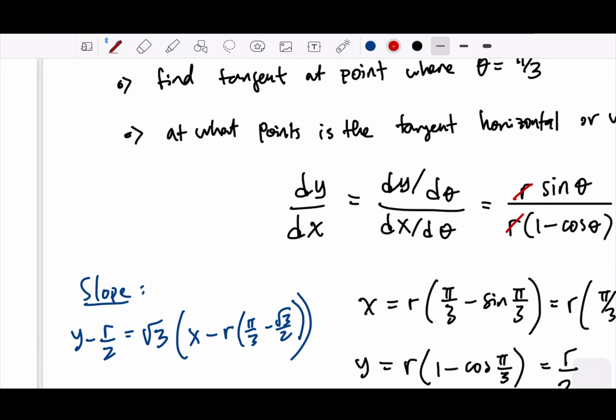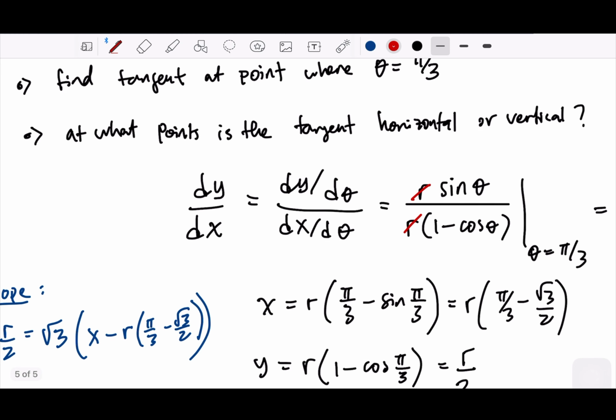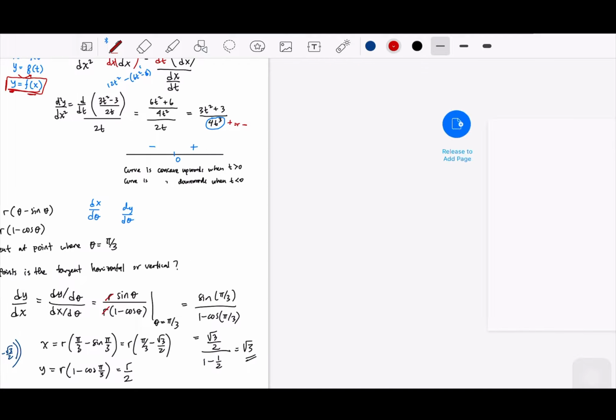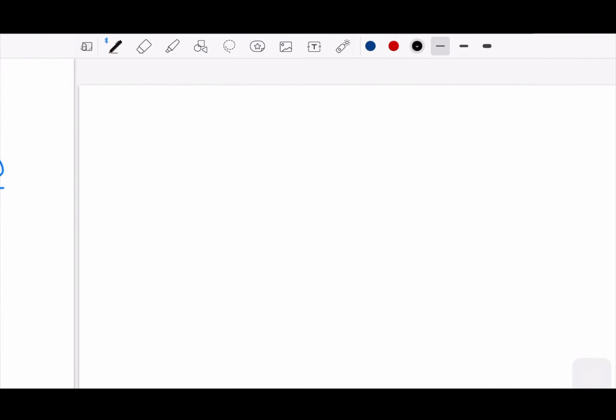Number 2: at what points is the tangent horizontal or vertical? This is similar to the previous question. So I can write over here. Make it bigger.